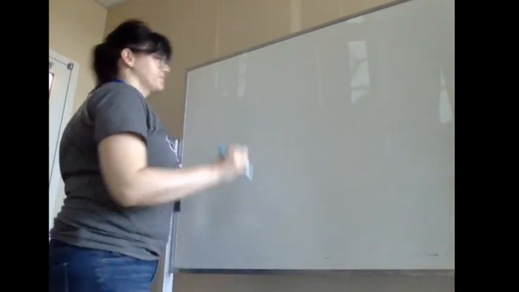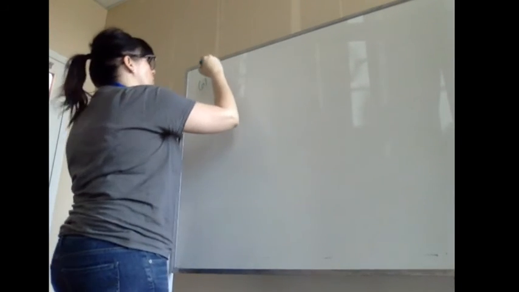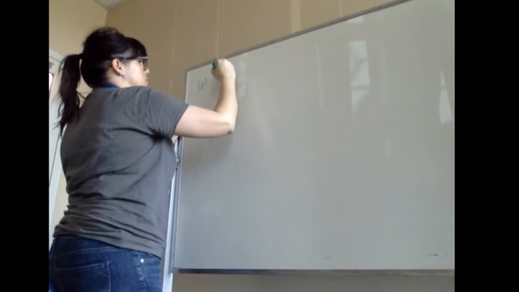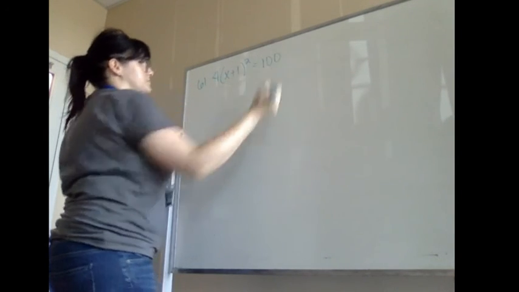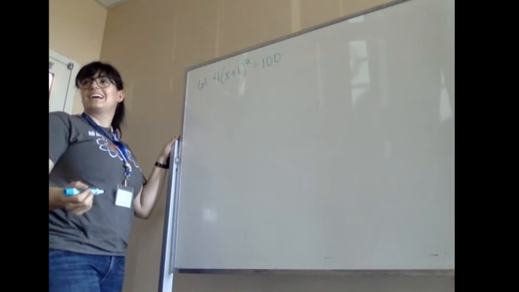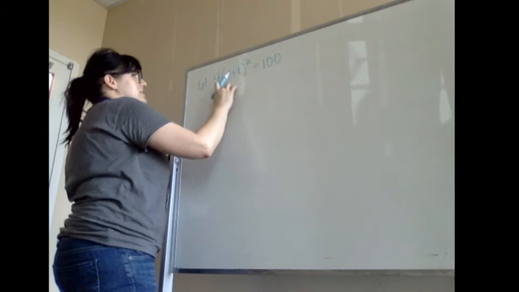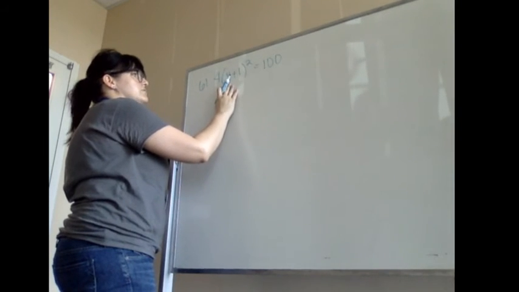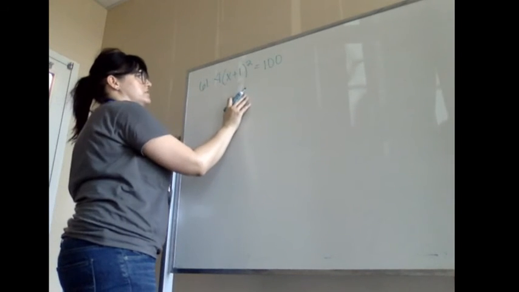So, looking at number 61. It says 4 times (x plus 1) squared equals 100. Okay, so I need to get this x by itself. That's my goal. So I'm going to try to get rid of everything over here with the x.